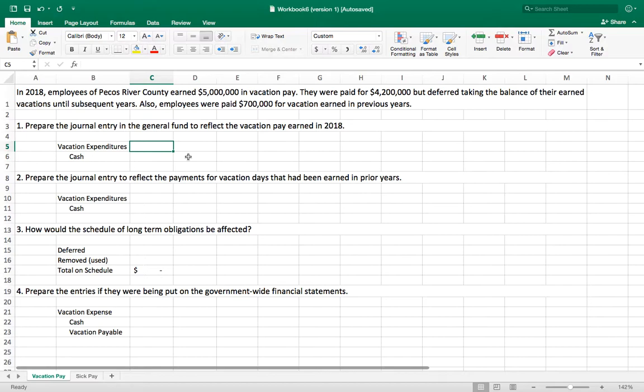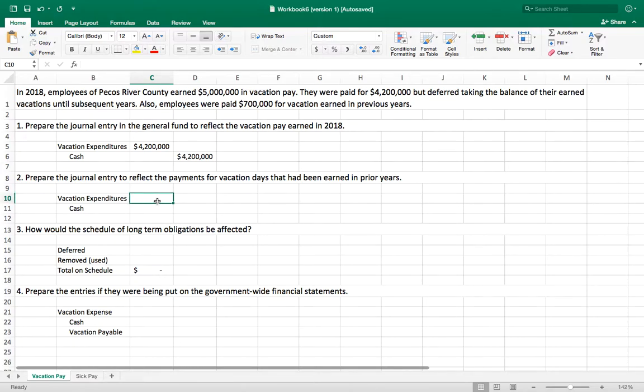So first of all, we're going to prepare the journal entry for the general fund to reflect the vacation pay earned in 2018. This is going to be pretty straightforward. For this one, we're only going to record what was paid out. So they paid out $4.2 million. Even though they earned $5 million, we only spent essentially $4.2 million in cash to pay out vacation. So that's all we're going to record right now.